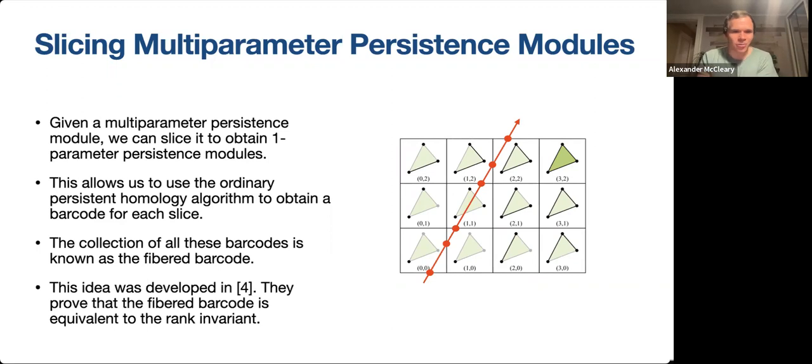And yeah, this idea was first proposed, I think, in a paper by Claudia Landi and collaborators. And the data that's captured by this invariant is actually the same as the data in the rank invariant. So this captures the exact same data that the rank invariant does.